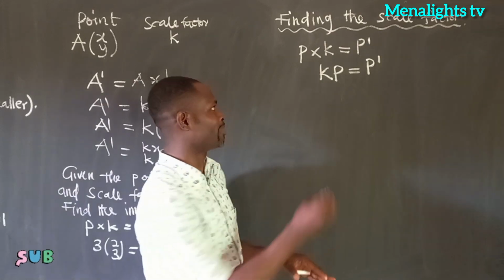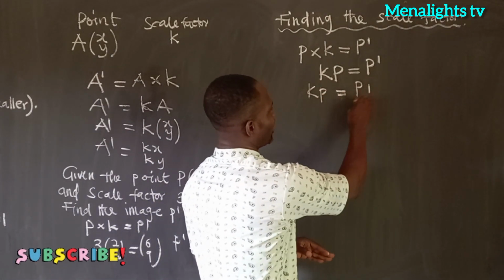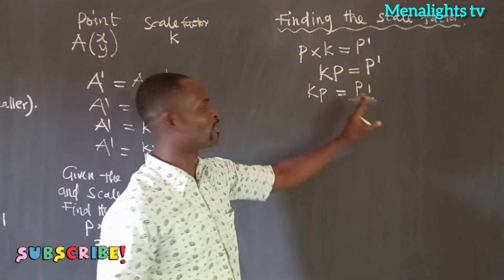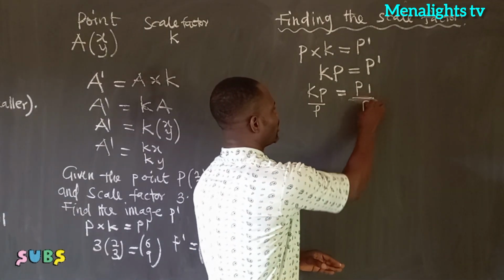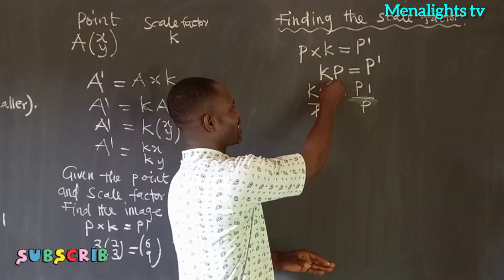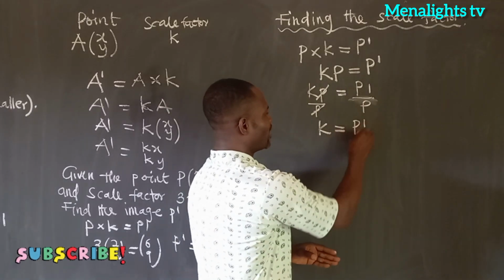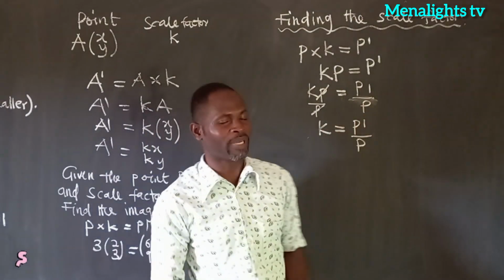So in making K the subject, you know that Kp is equal to P1. So divide by P. Here the P will cancel the P here. That means our K is equal to P1 over P. So K is equal to P1 over P.